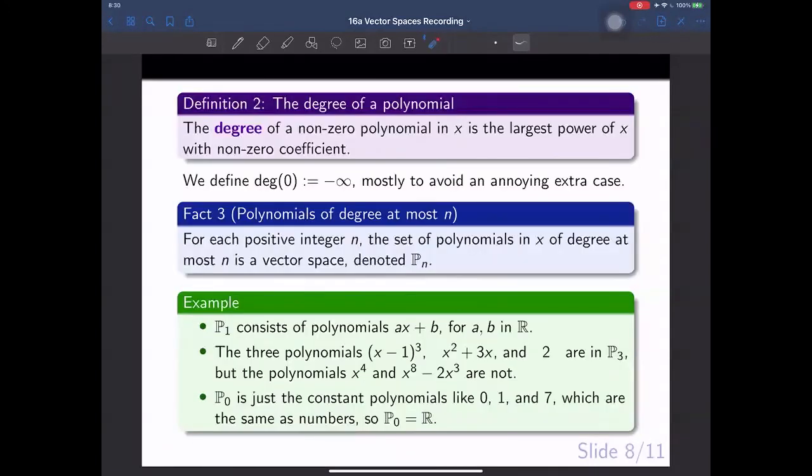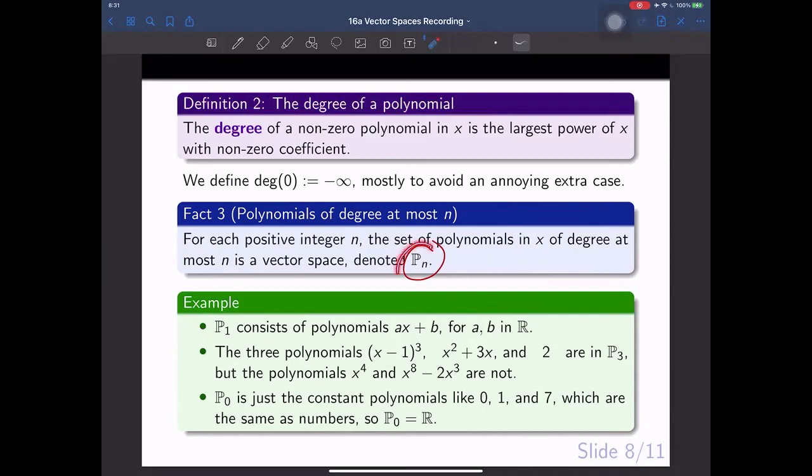Recall that the degree of a polynomial in x is the largest power of x with non-zero coefficient. For convenience, we set the degree of the zero polynomial as -infinity. Instead of working with the vector space of all polynomials, we can work with, say, the set of all polynomials with degree at most 3. This smaller set turns out to also be a vector space.